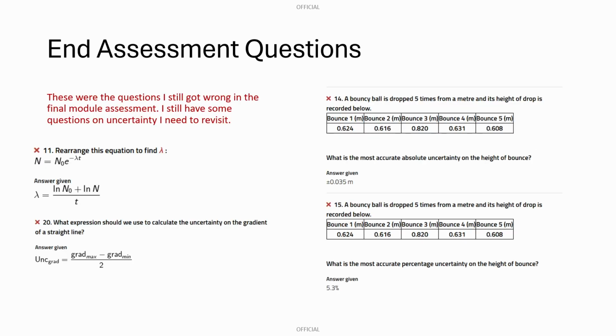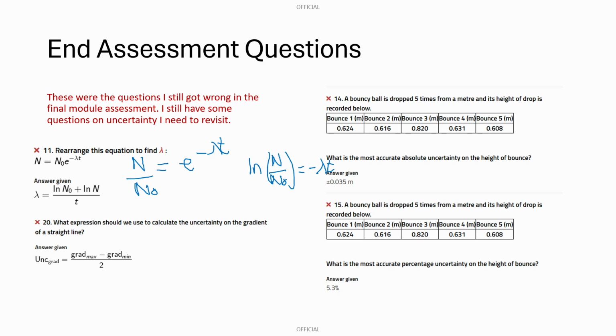Okay, I'm going to tackle number 11 first. So, not sure that they've not got something a bit wrong here. If I was going to rearrange this, the first thing I would do is N divided by N naught is equal to e to the minus lambda t. And then I would take natural logs on both sides. That leaves me with the natural log of N divided by N naught on the left-hand side, equal to, because by taking natural logs and getting rid of the e in effect, I end up with minus lambda t. So to get lambda on its own, I'm going to divide by minus t.